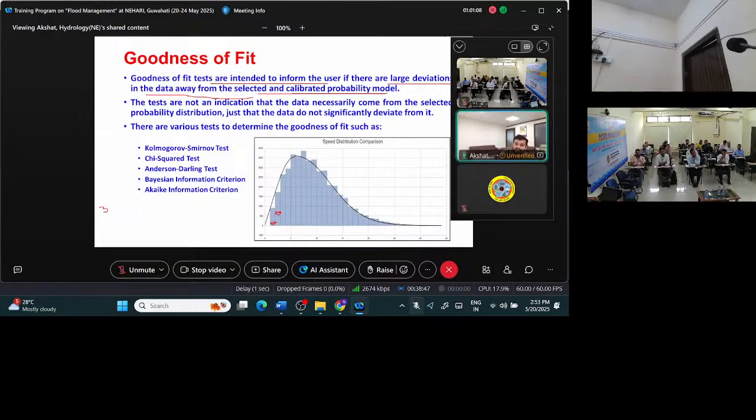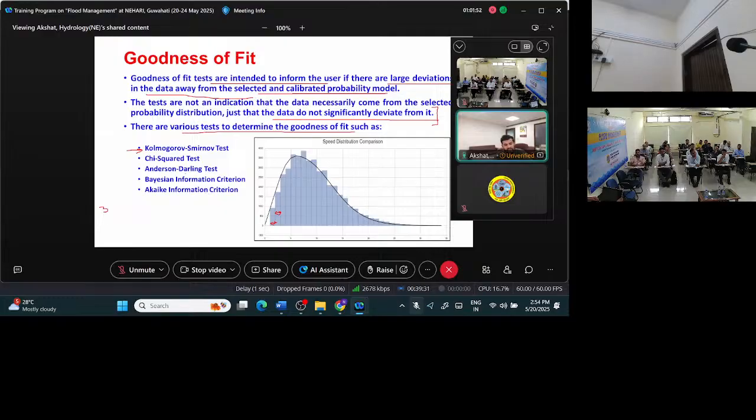So these tests are not an indication that the data necessarily comes from the selected probability distribution. It is just that the data does not significantly deviate from it. So this is natural data. It can come from any distribution which man may not have discovered currently. However, using these three distributions, we'll say that the data does not significantly deviate from it. And there are various tests to determine the goodness of fit, such as KS test, Kolmogorov-Smirnov test, chi-square test, Anderson-Darling test, Bayesian information criteria, and D-index test.